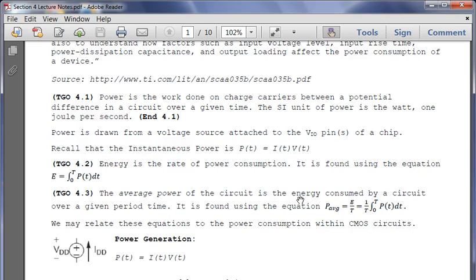Are you referring to the period? Yes. The question is about this capital T. I'm referring to the period: the average power is found over that given time frame.